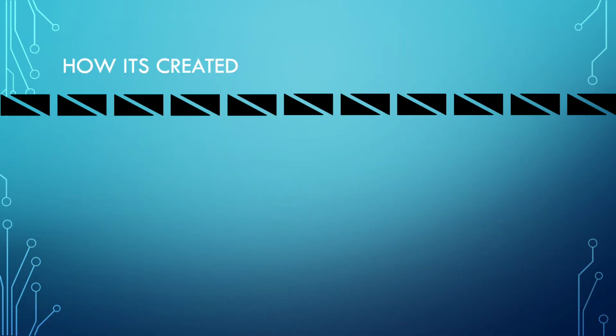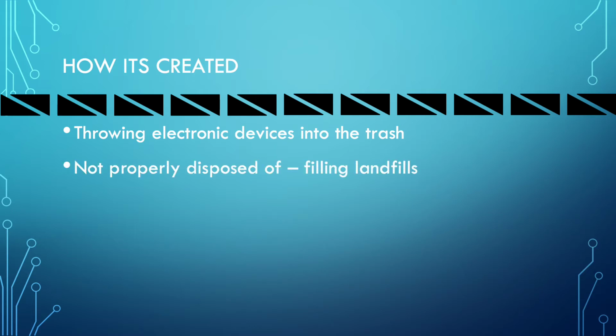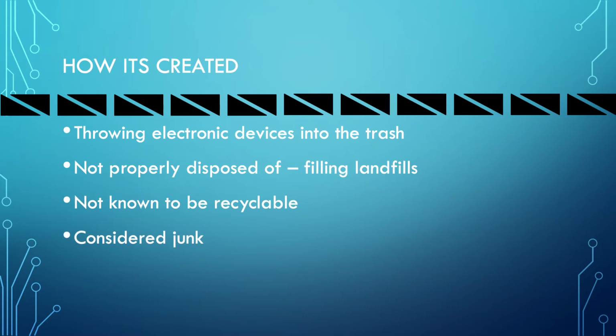So how is this waste created? It is created by simply throwing electronics into the trash without consideration of the materials inside of the device. When they are thrown away instead of properly disposed of, they end up in landfills, which can keep the materials from being properly handled or even recycled. Often, most people don't know that their devices can and should be recycled, so they just consider them junk and throw them out in the trash.